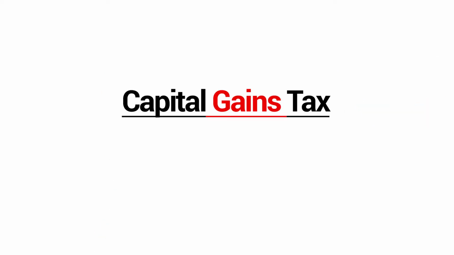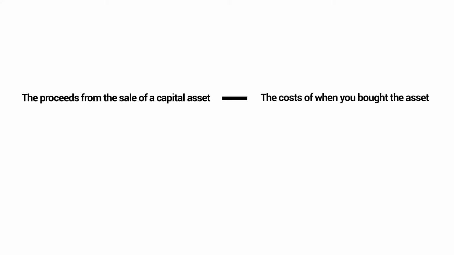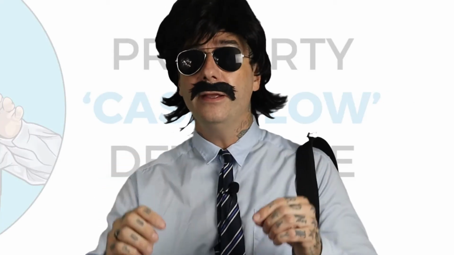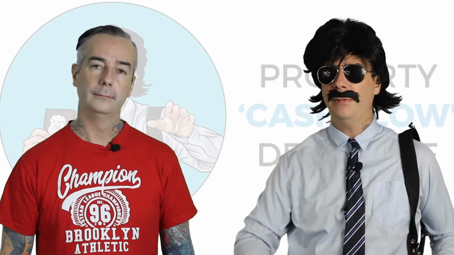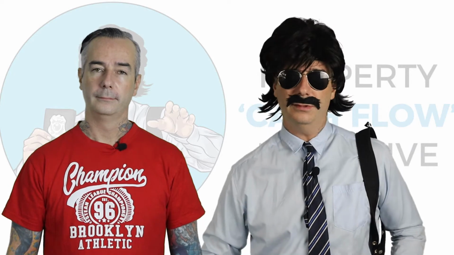What is important is the next word, gains, which refers to the proceeds from the sale of a capital asset minus the costs of when you bought the asset. Now this is actually very important because it raises the awareness that there is a calculation to be made to work out your capital gains tax, which is not a tax. And it's not just the difference between purchase price and sale price. A lot of investors think just, what did I buy it for and what did I sell it for?